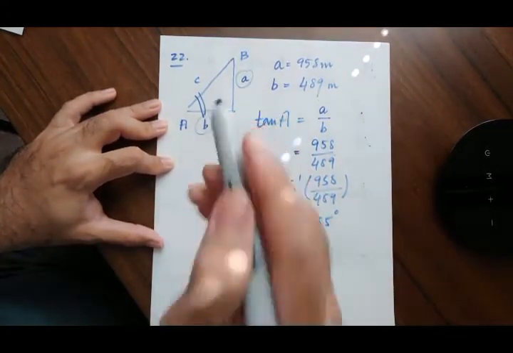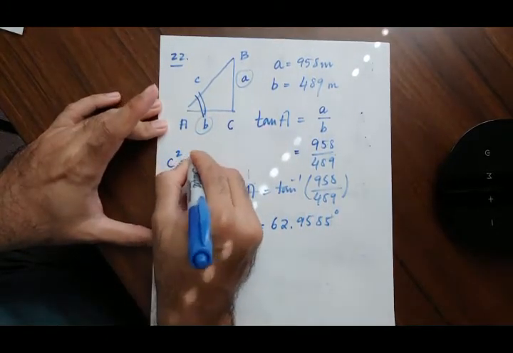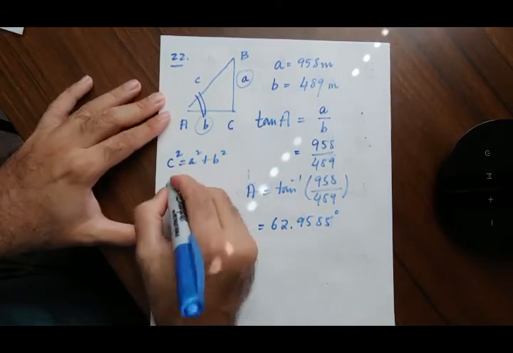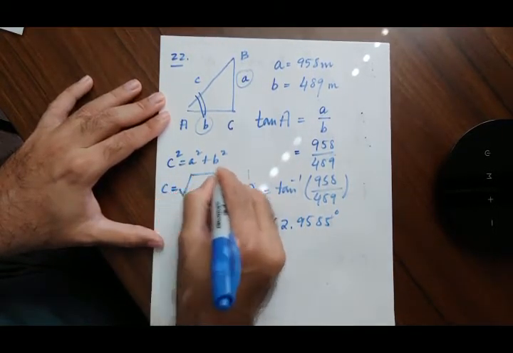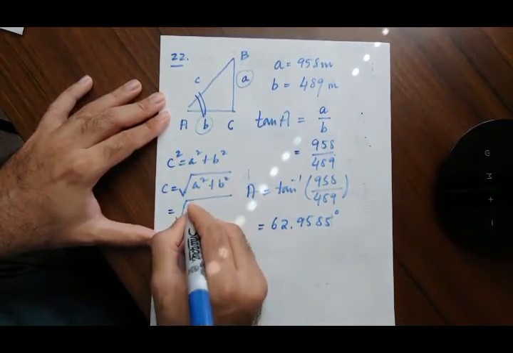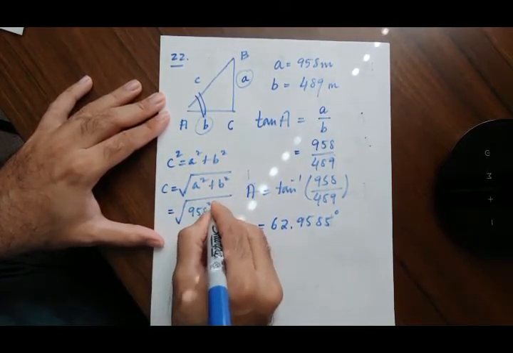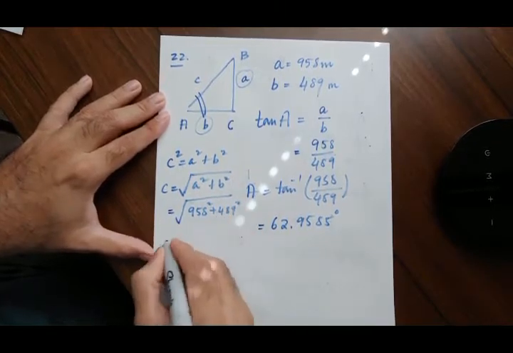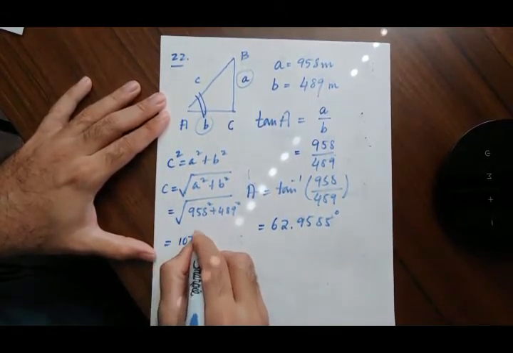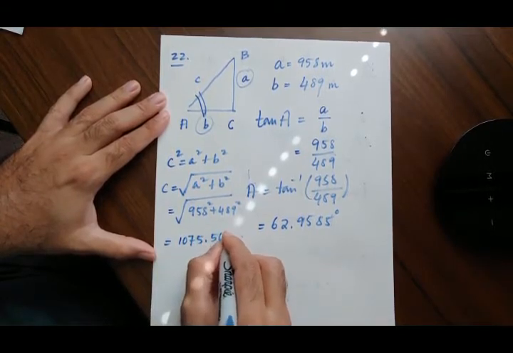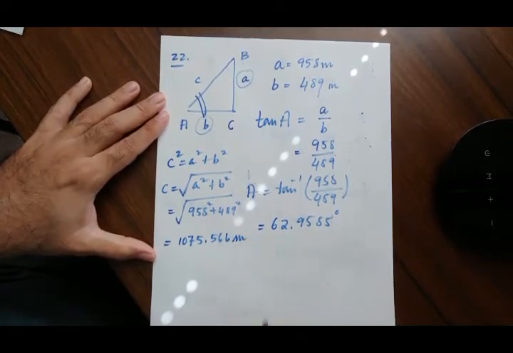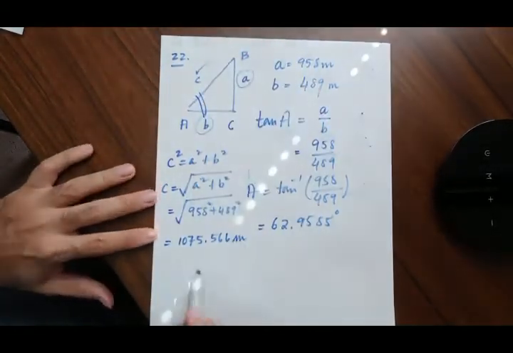Similarly, if I know A and B, I can find C from the Pythagorean theorem. So c squared equals a squared plus b squared. So c should be the square root of a squared plus b squared. So what would be c here? 958 squared plus 489 squared. And if I do the math and take the square root, I'll get 1075.566 approximately meters. So I now know C.